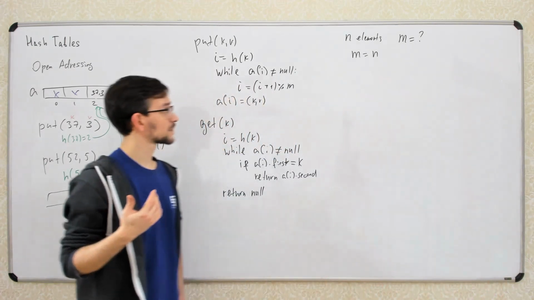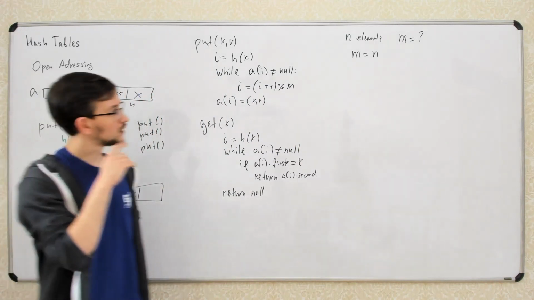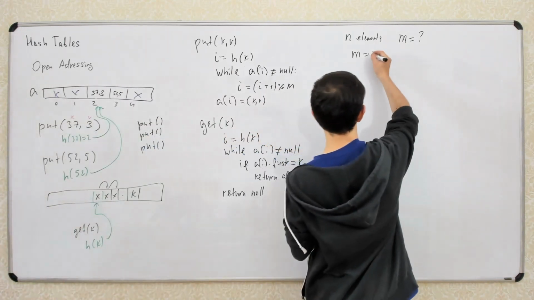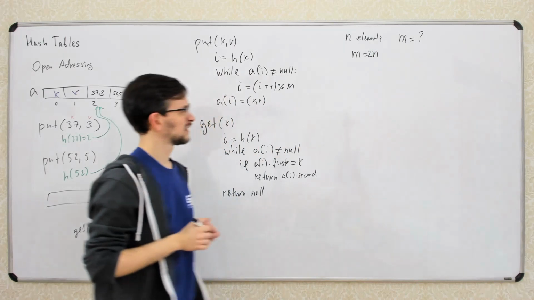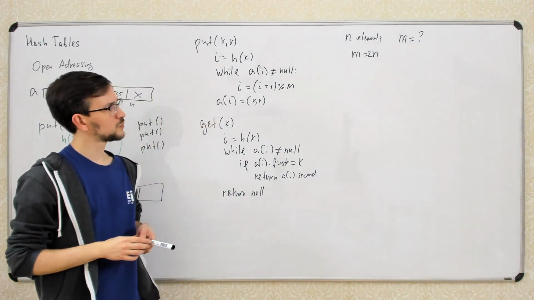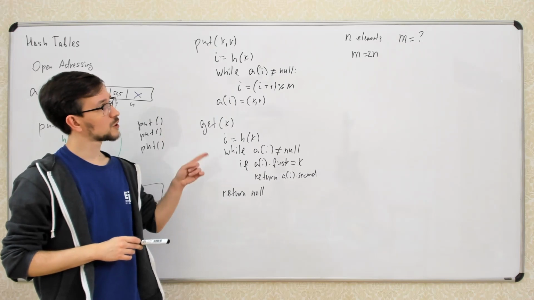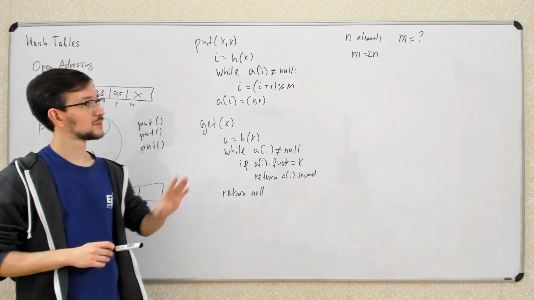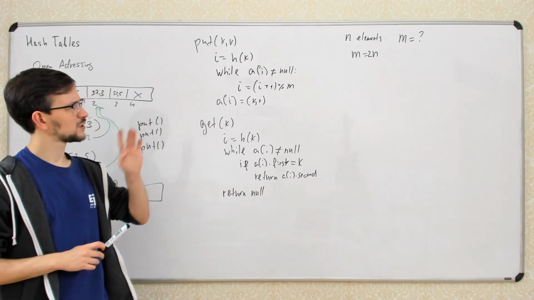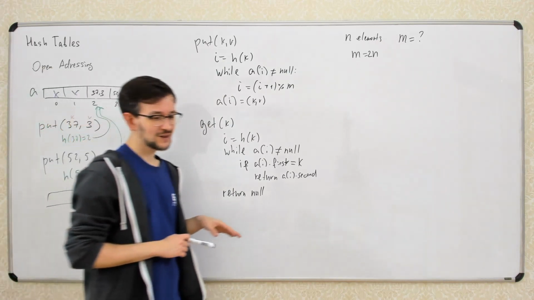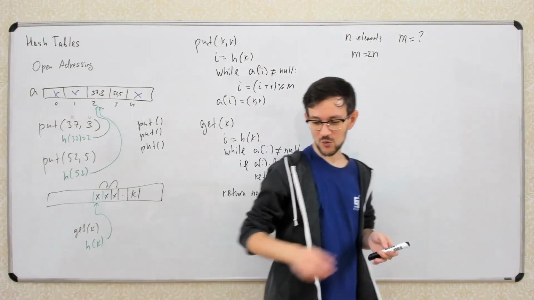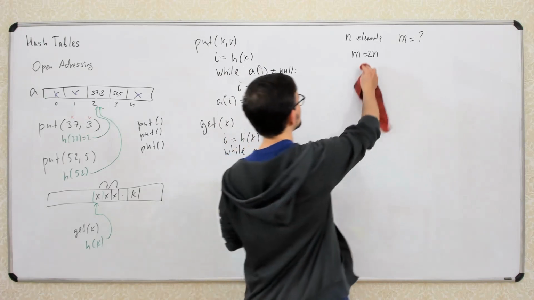How to fix this? You fix this very simply. You make the array not of size n but of size 2n. Actually, I think 1.5n should be enough. Not sure about this, I will not talk about this. 2n, I am pretty sure, is enough to have a quite good hash table.